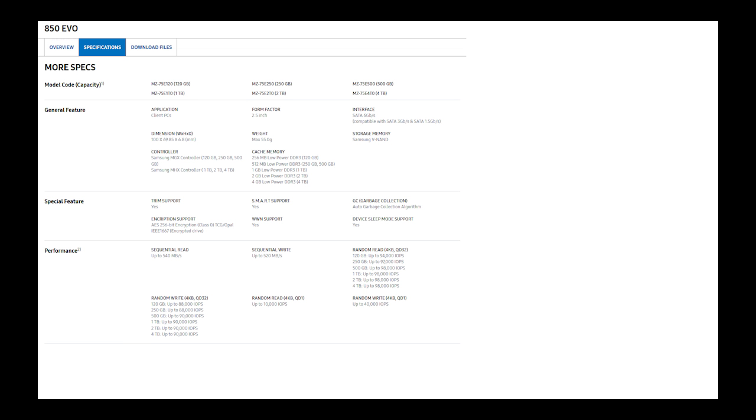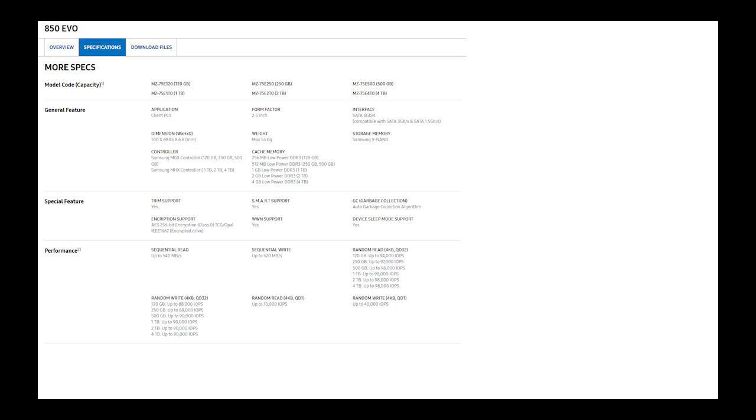Next, the 850 has a little more variety to choose from compared to the 750, starting at 120 gigabytes and going all the way up to 4 terabytes. Specifically, the model that I have, the MZ75E250, has double the cache memory of the 750 at 512 megabytes. As the sizes increase, you can get 1 gigabyte, 2 gigabytes, and 4 gigabytes with the specific sizes.